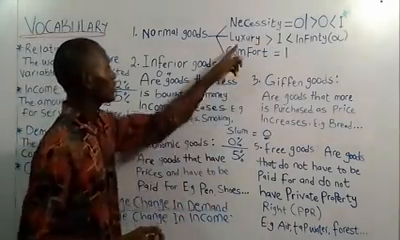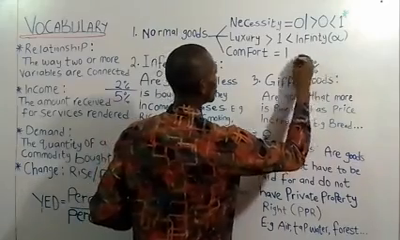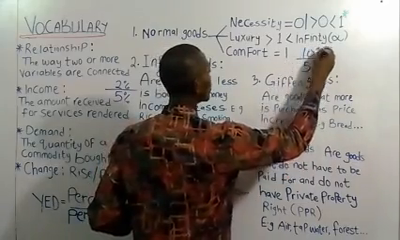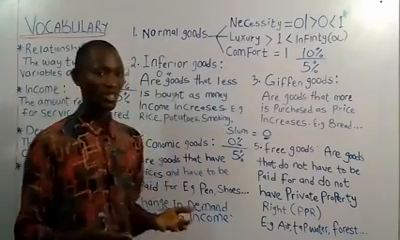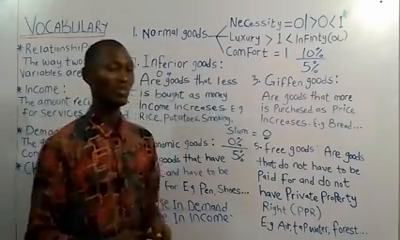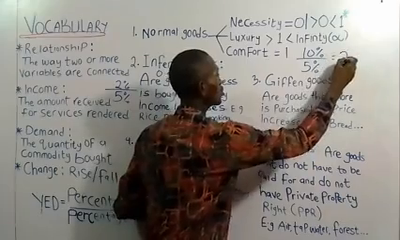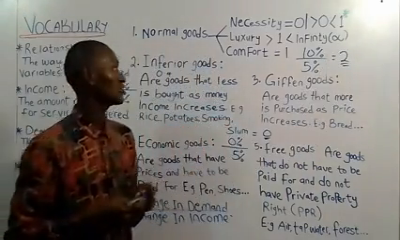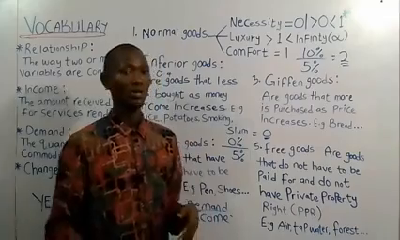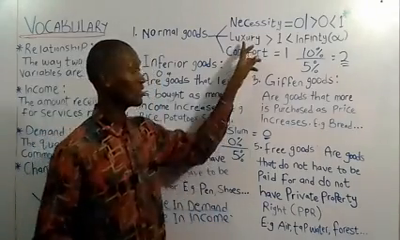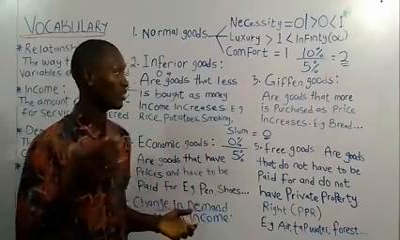Good. For luxury goods, let's assume a 5% change in income brings about a 10% change in the demand for luxury goods. I said an increase in income will lead to a more proportional increase in demand for luxury goods. So 10 divided by 5, you're going to be having 2. So for income elasticity of demand, any good that has a coefficient greater than 1, like 1.5, 2, 3, and all that, is a luxury good.